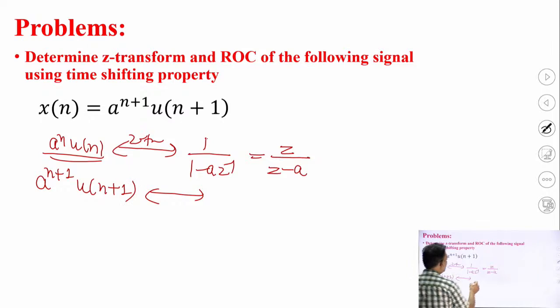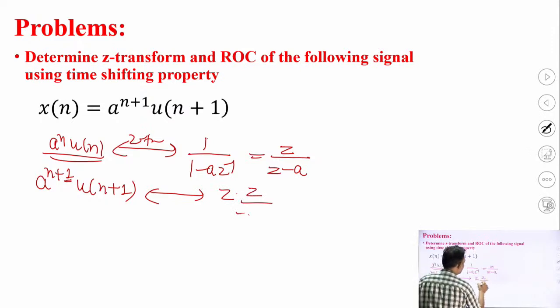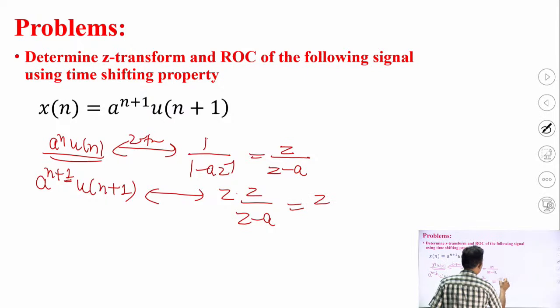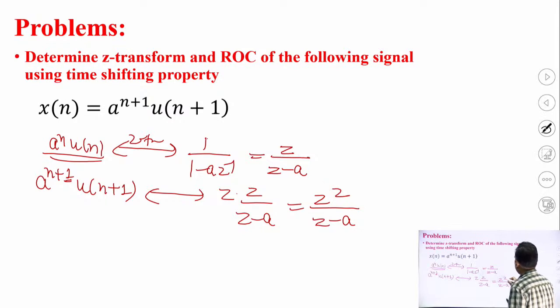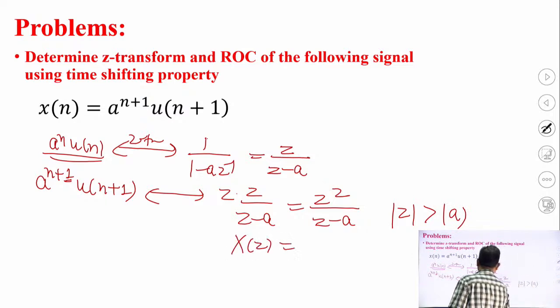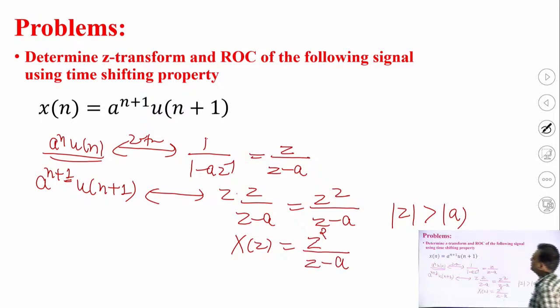So in that case, the power of z will be 1. Okay, so the final result according to this time shifting property will be z times z upon z minus a from previously. So the final result will become z square upon z minus a, and the ROC will not change in the case of a time shifting operation. So the ROC will be mod z greater than mod a. Okay, so X(z) for the given sequence is basically z square upon z minus a. So here we have used the time shifting property.